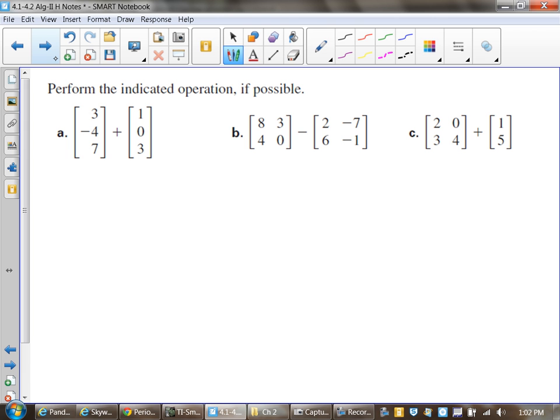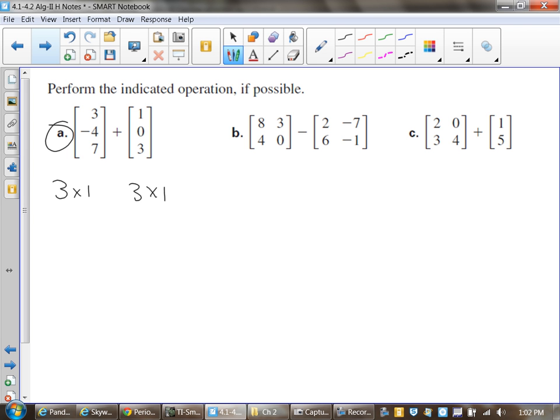And as I said, in order to be able to do any of this adding or subtracting, the dimensions of the matrices have to be equal. For example, if I'm looking at part A here, is that a 1 by 3 or a 3 by 1 matrix? It's 3 by 1. It's 3 rows, 1 column. And what's the other one? 3 by 1. Are they both the same dimension? Yes. So that means I can add these 2 together.